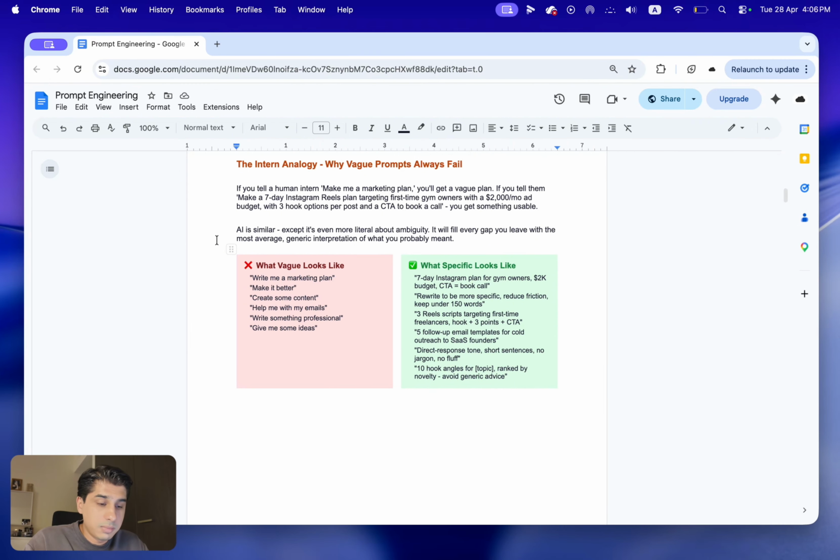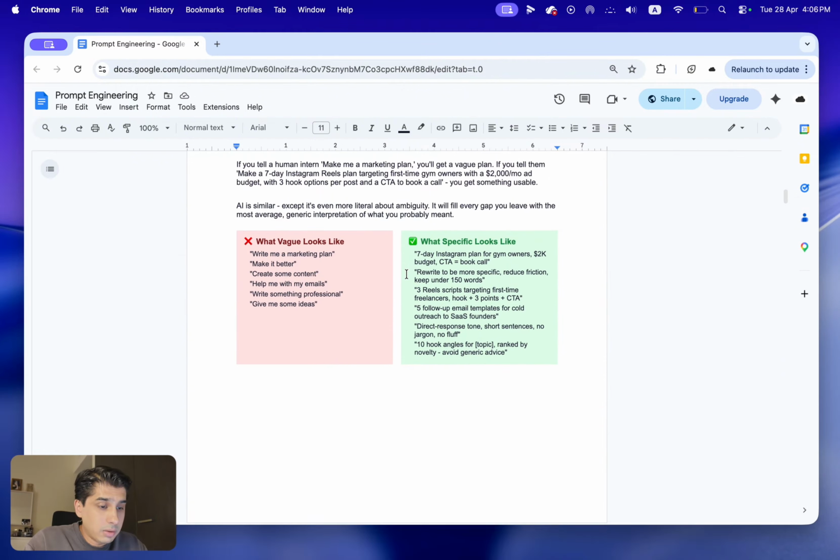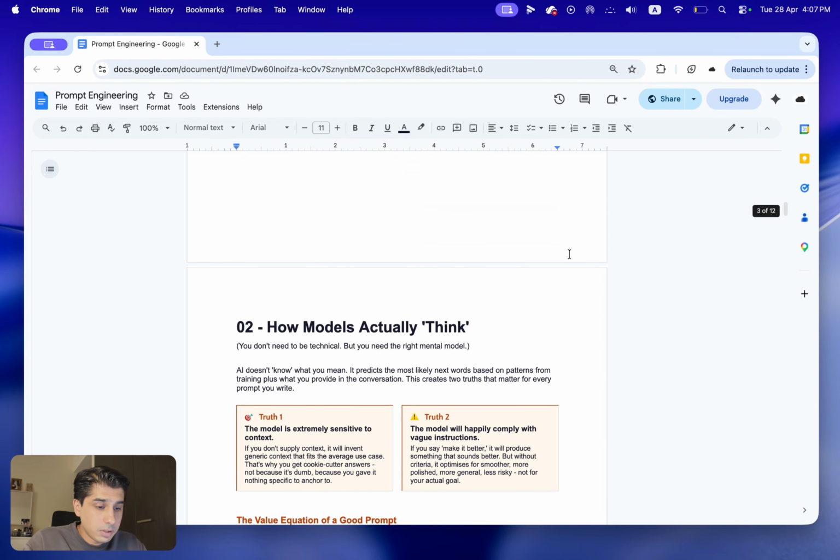They're all based on data. Now, a vague prompt would look like: write me a marketing plan, make it better, create some content, help me with my emails, give me some ideas, et cetera. You get the idea. Something specific that could actually be more beneficial to you would look like the 7-day Instagram plan for gym owners that we just mentioned. Rewrite to be more specific, reduce friction, keep under 150 words. Write 3 real scripts targeting first-time freelancers: hook plus 3 points plus call to action. Again, you get the idea.